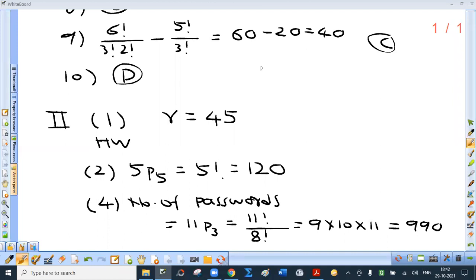Fourth one. Capital English alphabet has 11 symmetric letters that appear same when looked at in the mirror. These are A, H, I, M, O, T, U, V, W, X, and Y. How many symmetric 3-letter passwords can be formed using these letters? Order is important. Now, 11 distinct, of which 3 are to be arranged. So, 11P3, that is 990 passwords.